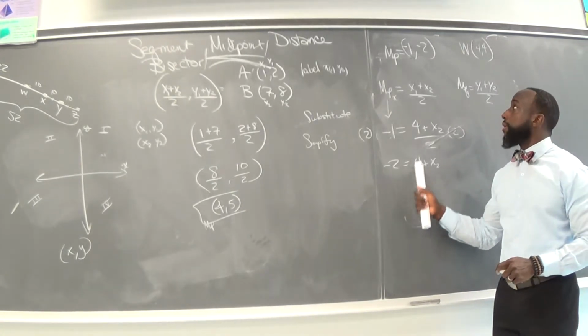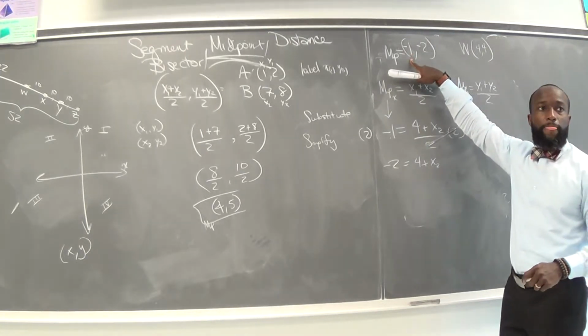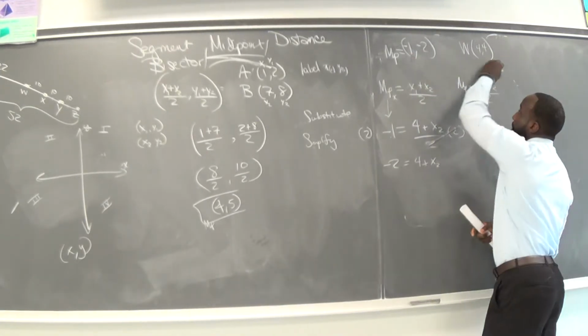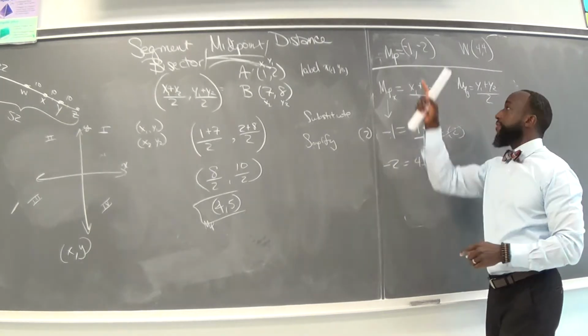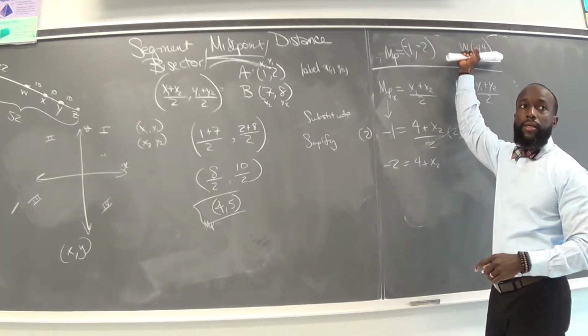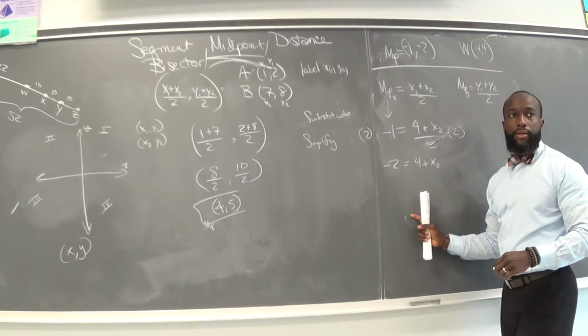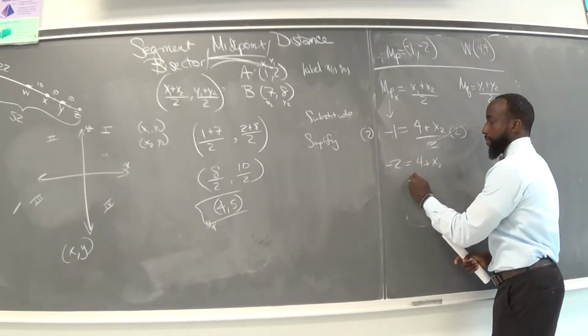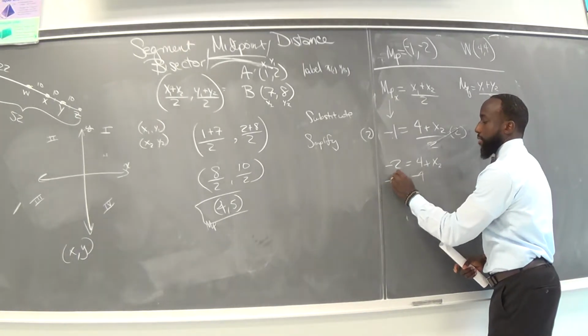Where do I get the -1? It's the given midpoint. It's given. -6. All of this up here is given. They gave you the midpoint and they gave you an endpoint. We're trying to find the other endpoint. Okay? So subtract 4 from both sides.